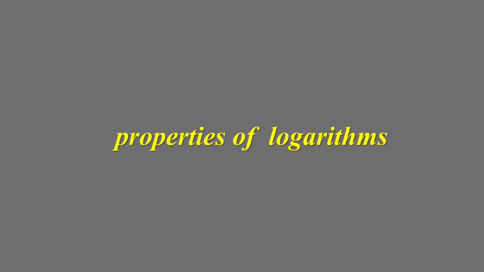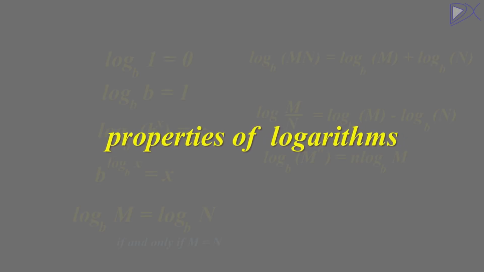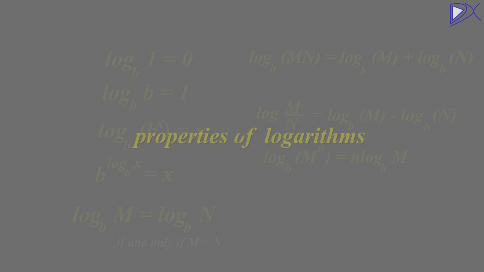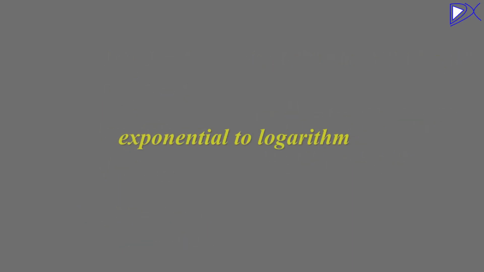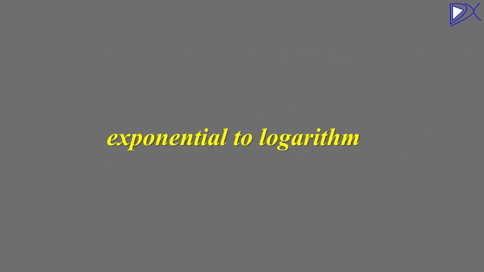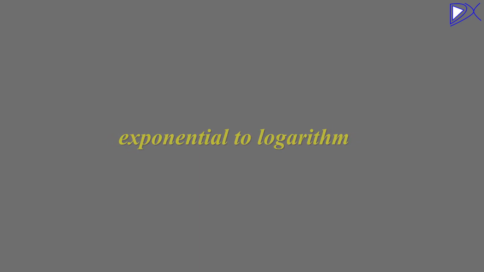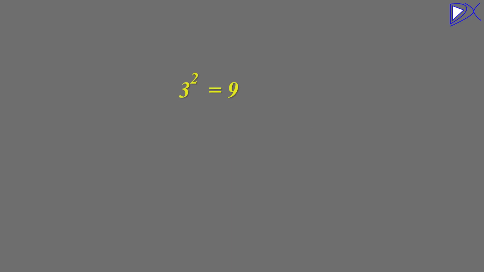Properties of logarithms can be useful in simplifying many calculations. But before we learn the properties of logarithms, we should teach ourselves how to switch between logarithmic and exponential notations. We will convert the equation 3 power 2 equals 9, which is in exponential notation, to logarithmic notation. It will be log 3 of 9 equals 2.